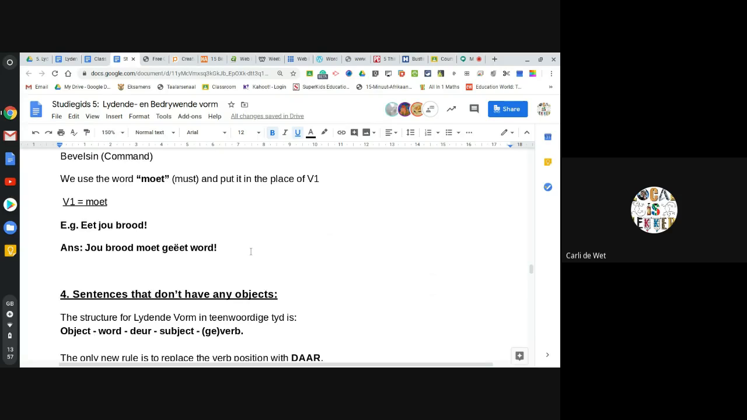As ek vir jou sê, Alana, slaan jou boetie. Slaan jou boetie. Wat gaan dit wees? Alana, as jy nog skaam is. I'm here. Okay, sê, slaan jou boetie.